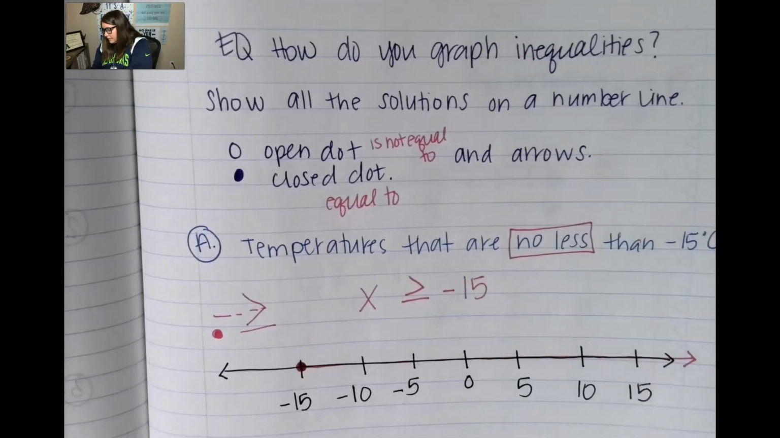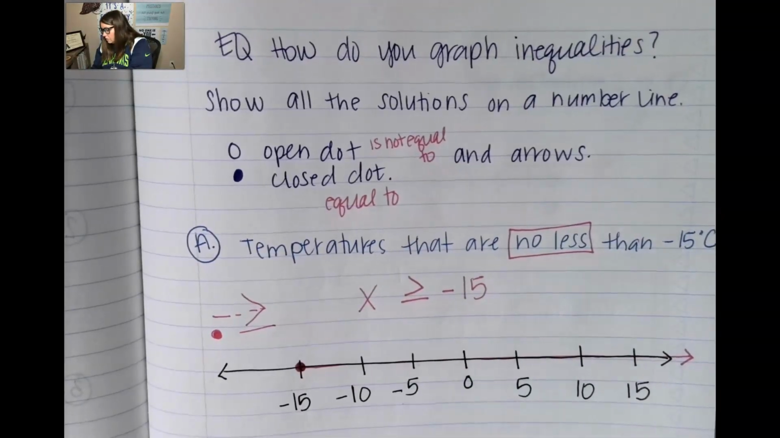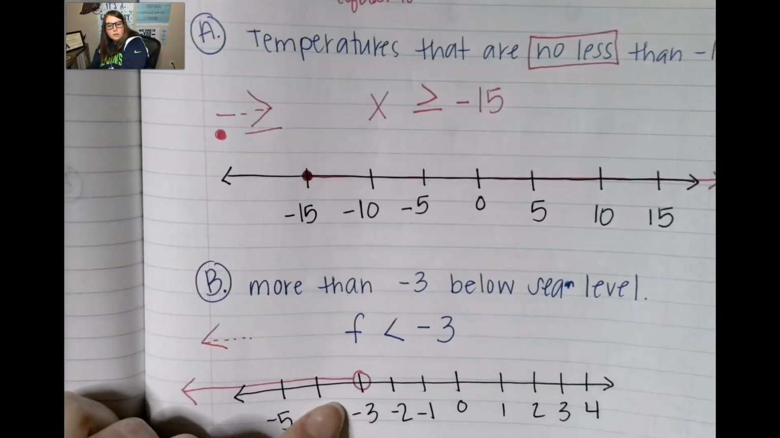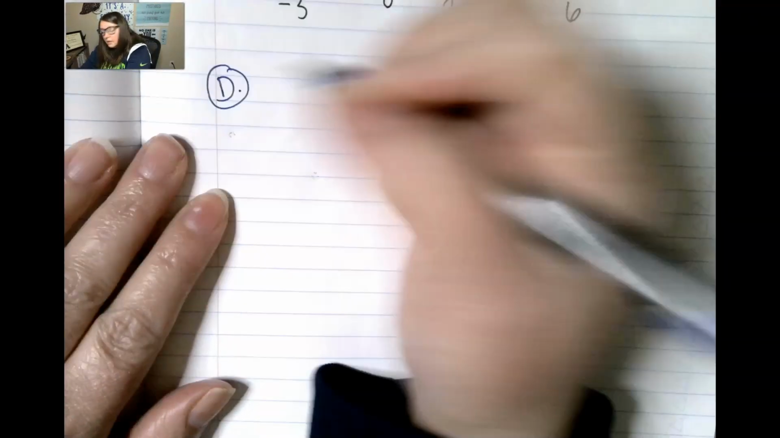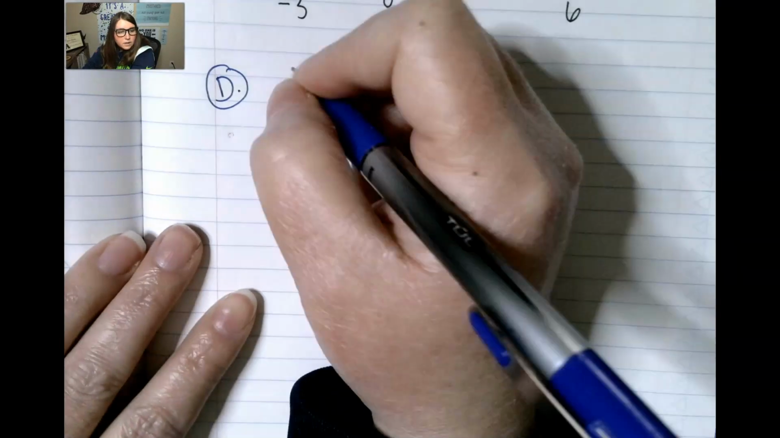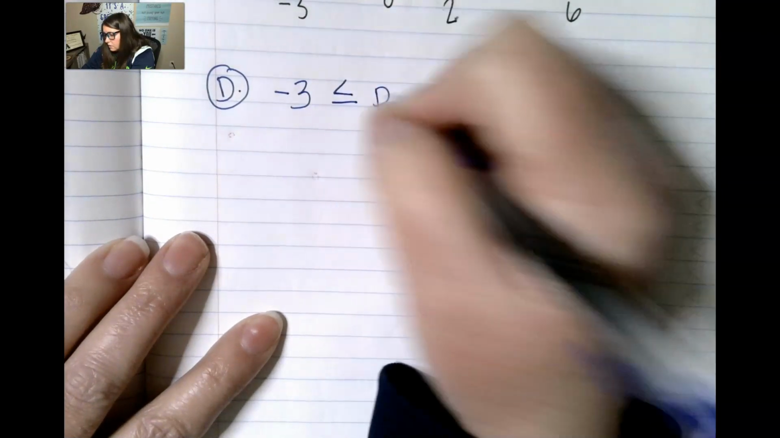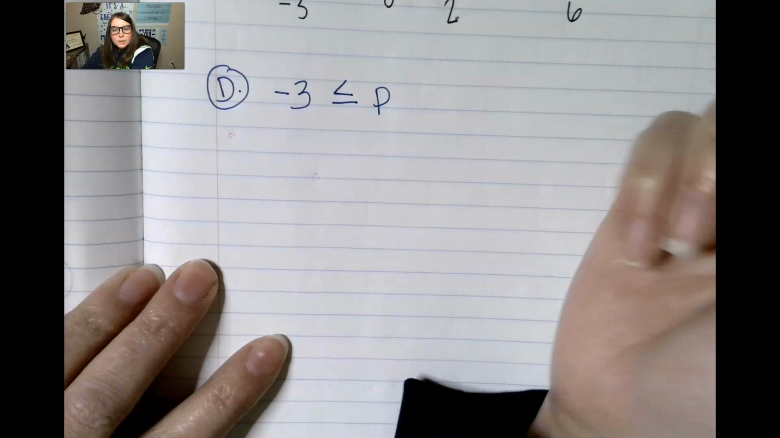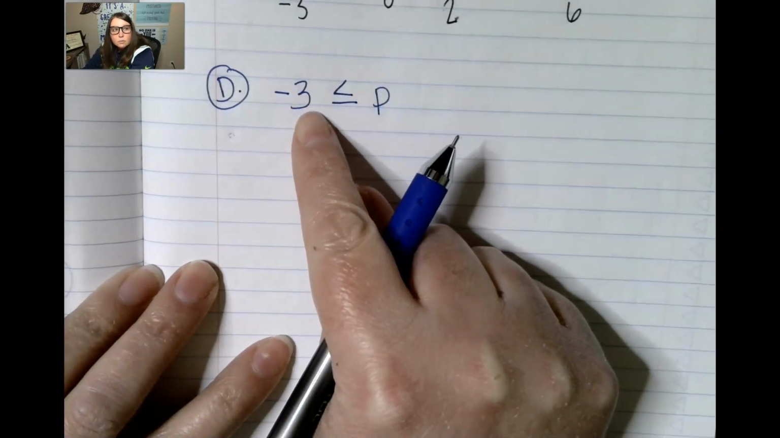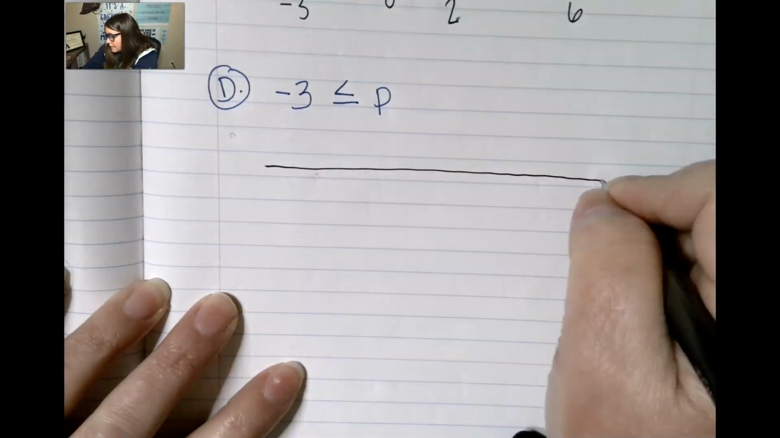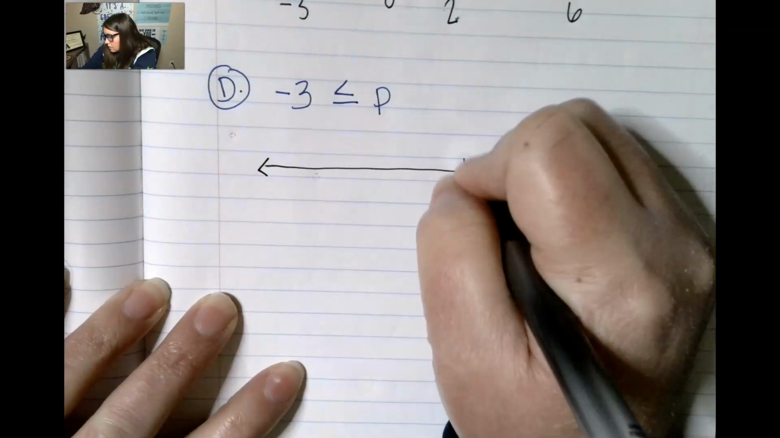All right, so we could do one more with a closed dot that matches this one. So less than or equal to. Let's do one more just so you can see that. So example D, this one is -3 is less than or equal to P. So all the values of P are going to be less than -3 or could be -3. So they can be -3 or they can be less than or equal to -3.